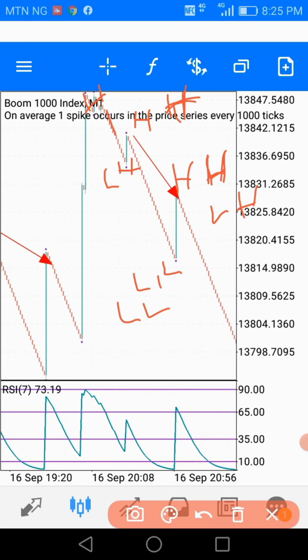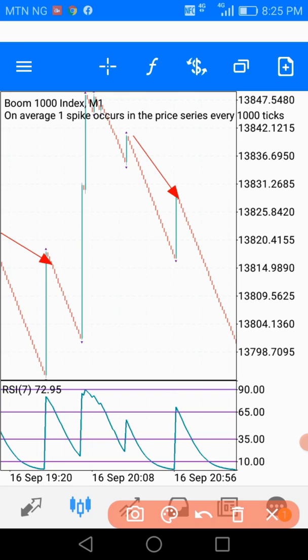This is what the market is supposed to be making also on the indicator window. Do you get it now? That's what the market is supposed to make on the indicator window. Now let's look at the corresponding one.